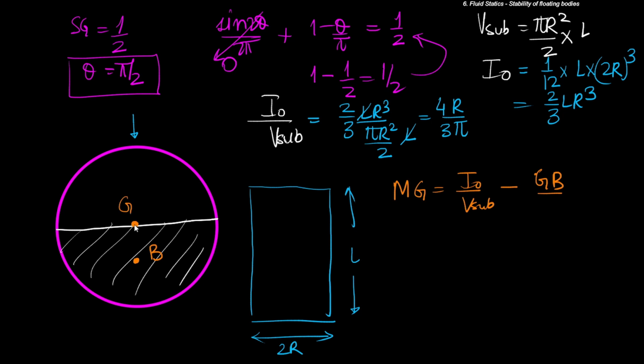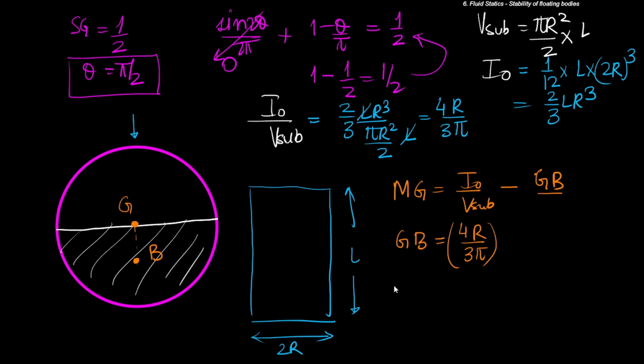So in order to find the position of B, it is quite easy. You just have to find the center of volume of half of this volume, and I leave it as an exercise to show that GB comes out to be 4r upon 3 pi. So this is a very straightforward exercise, and I think you might have done something like this in class 11 and 12, if not in your first year.